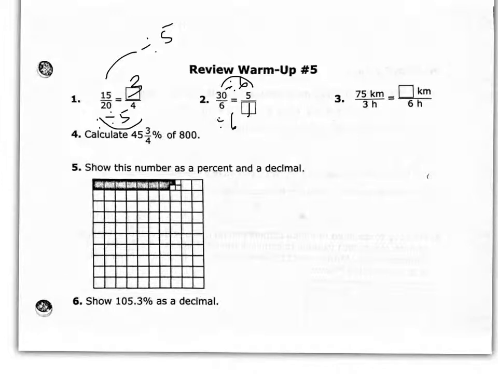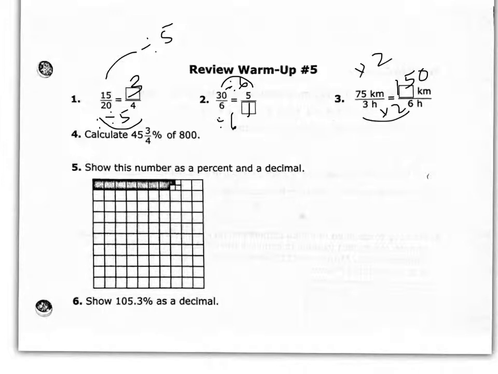Next, how do I get from 3 to 6? Well, you have to multiply by 2. 75 multiplied by 2 gives you 150 kilometers. Okay, so hopefully that was a nice, good review when looking at proportional reasoning.